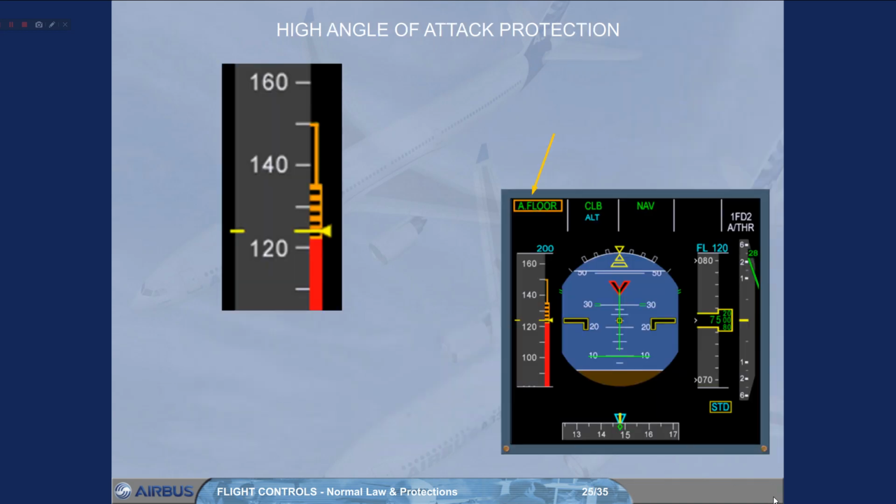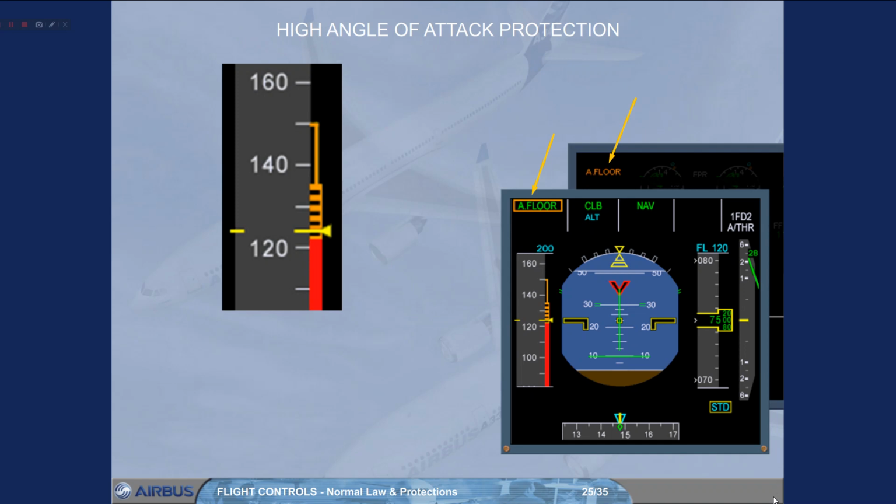The alpha floor protection is usually available from liftoff down to 100 feet radio altimeter. Auto thrust is automatically activated and commands TOGA thrust when the aircraft angle of attack is above a predetermined threshold. This is indicated by an alpha floor indication on the FMA and also on the engine warning display.